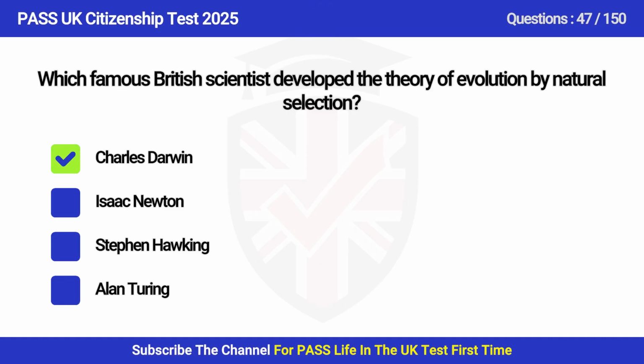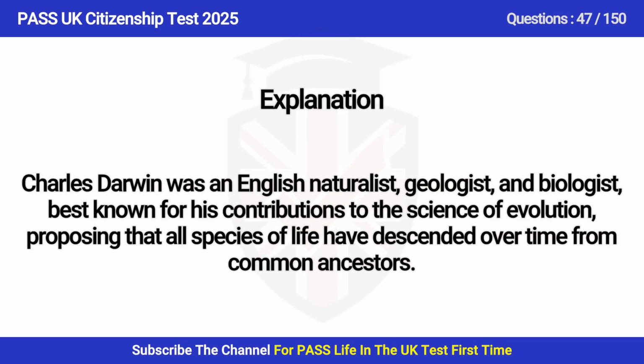Answer is A. Charles. Charles was an English naturalist, geologist, and biologist, best known for his contributions to the science of evolution, proposing that all species of life have descended over time from common ancestors.